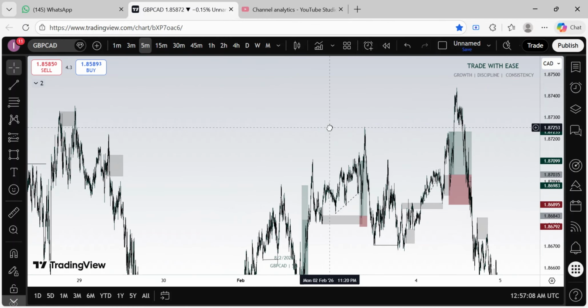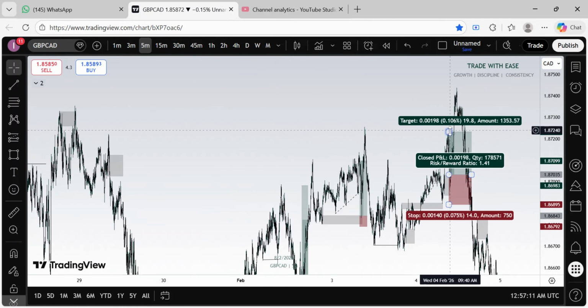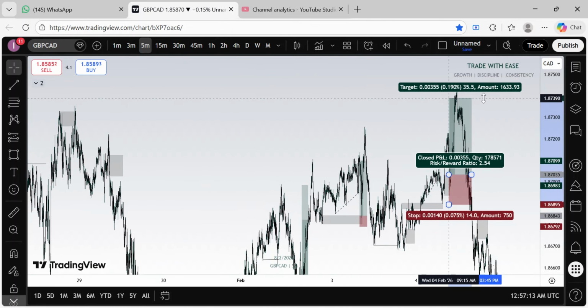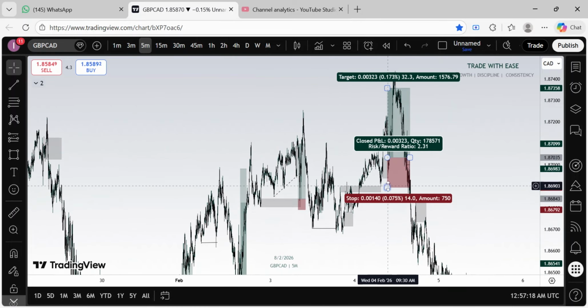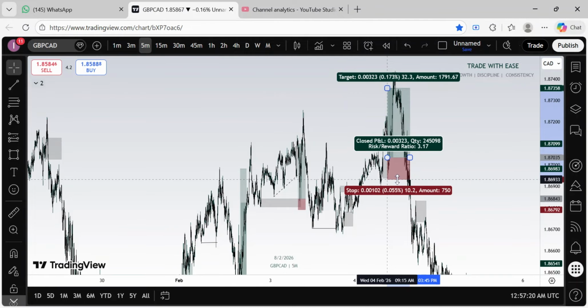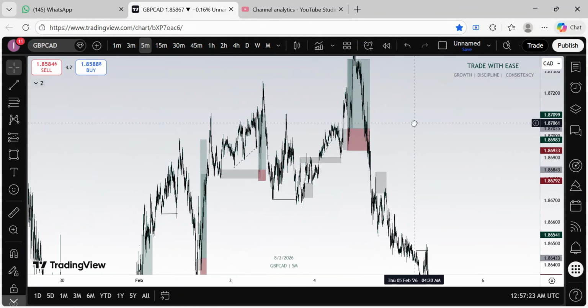But the thing is, I want to target like 1 to 3 or 1 to 4. The least is 1 to 3 for me. So once I see 1 to 3, I targeted here and then my stop loss was below that other block. Yes, so that's 1 to 3. Then this was the last trade I took.